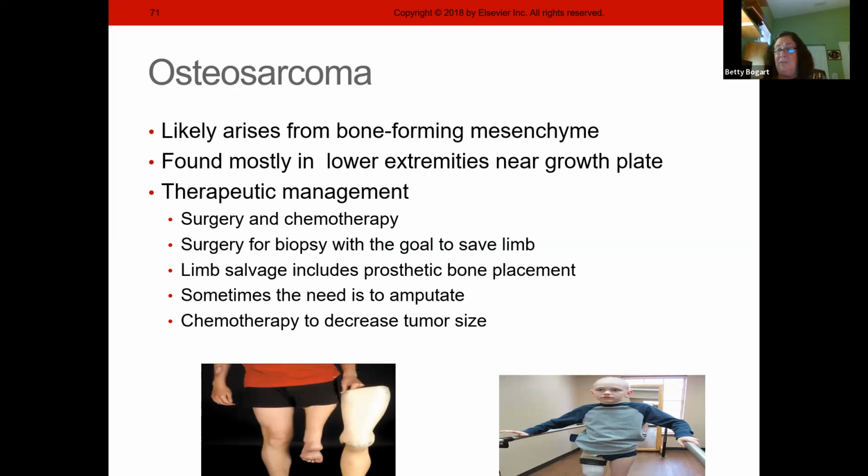And if you look at it, the foot's on backwards on the leg. But what that does, it gives an attachment device so that these children can get up and move and can walk. So limb salvage is the preferred. It's what they want to do. But occasionally they do have to do a complete amputation.